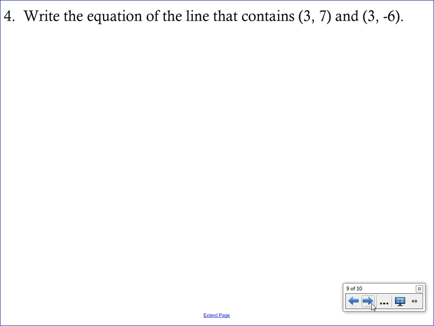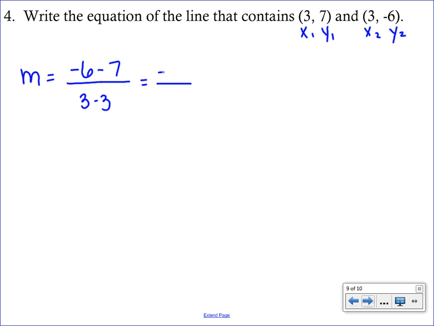Right, our next example, write the equation for the line that contains these 2 points. So again, we're going to have to go back to finding the slope. So we're going to label our points here, and then we're going to plug those into the slope formula. So we've got m equals negative 6 minus 7 over 3 minus 3, which gives us negative 13 over 0. And right here, we're going to run into some trouble. Our slope is undefined. So let's write that down.